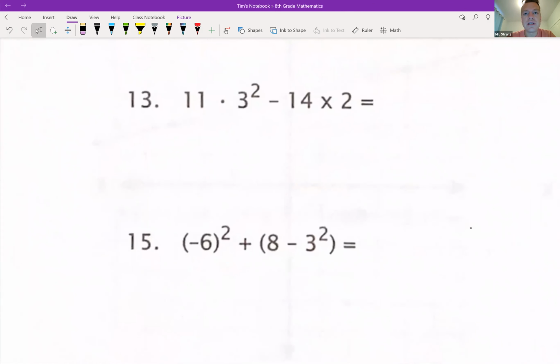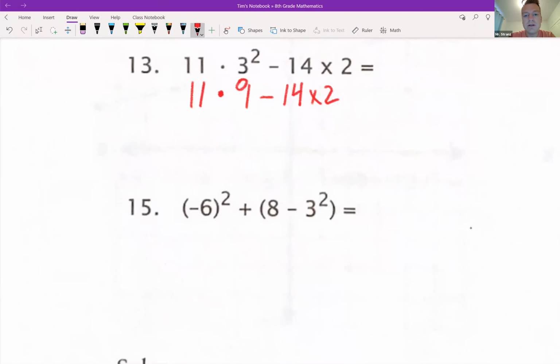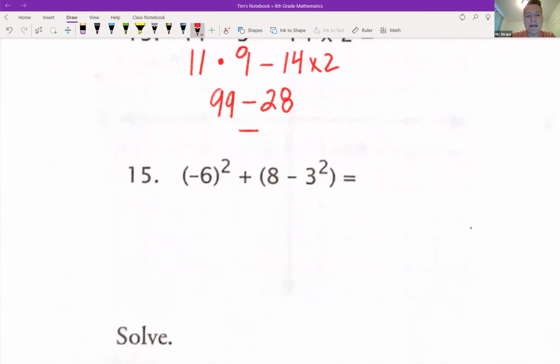First thing order of operations tells us to do is exponents, because there's no parentheses. So we know 3 to the power of 2 is going to be 9. I'm going to rewrite this: 11 times 9 minus 14 times 2. Now we've got multiplication and subtraction left. Multiplication is going to come next. So 11 times 9 is 99. 99 minus 14 times 2, which is 28. And now we just have subtraction. 99 minus 28 is 71.